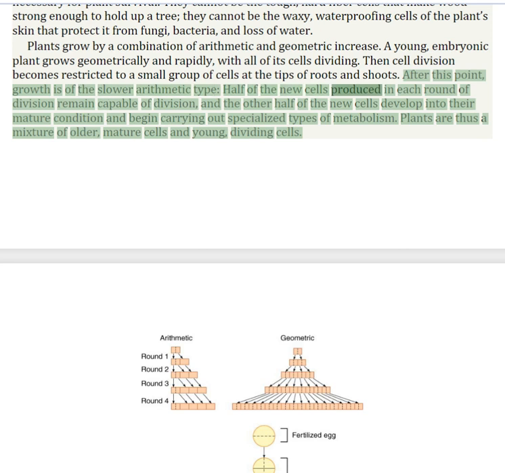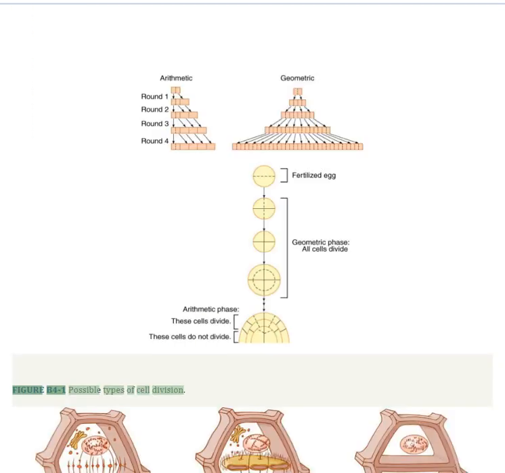Half of the new cells produced in each round of division remain capable of division, and the other half of the new cells develop into their mature condition and begin carrying out specialized types of metabolism. Plants are thus a mixture of older, mature cells and young, dividing cells. Figure 4.1: possible types of cell division.